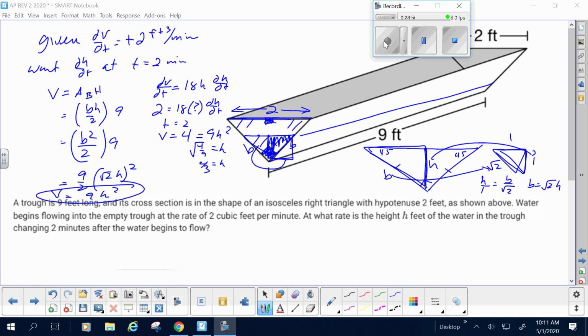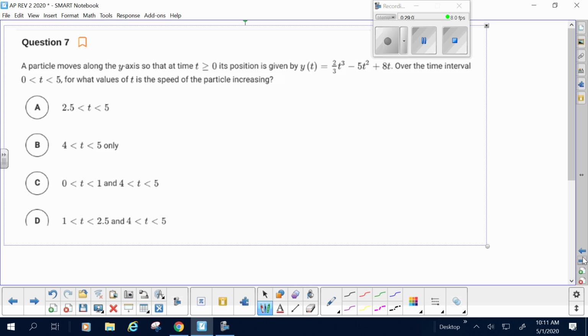So dh/dt then is 2 equals 18 times 2/3 dh/dt, and that's where you're getting a 2 divided by 12, and that's where 1/6 came from. That was right. All right, are we good? Phew, that was a humdinger. All right. Excuse me. Try this one and we'll compare answers in a minute.